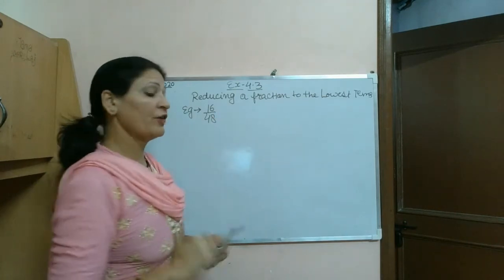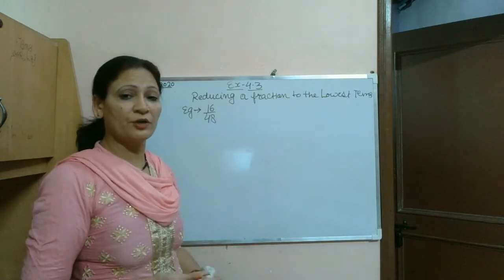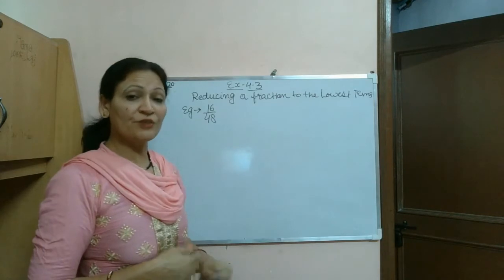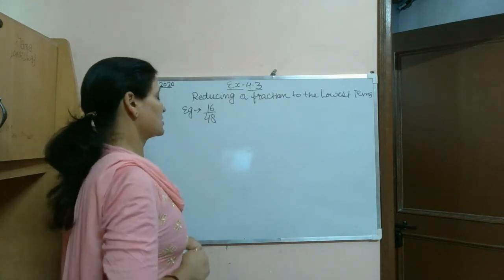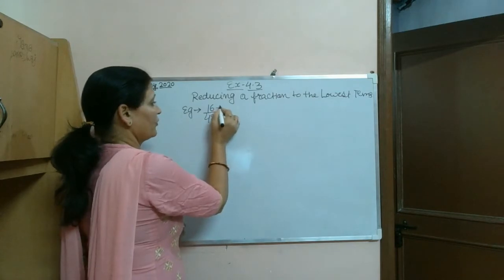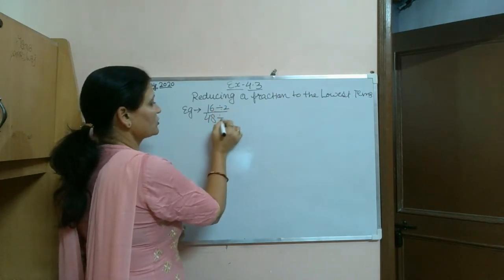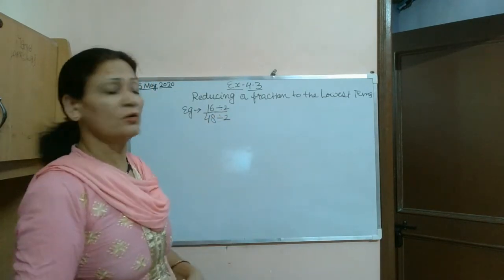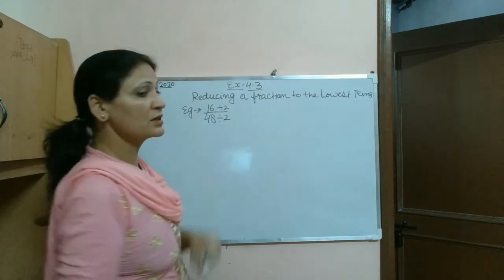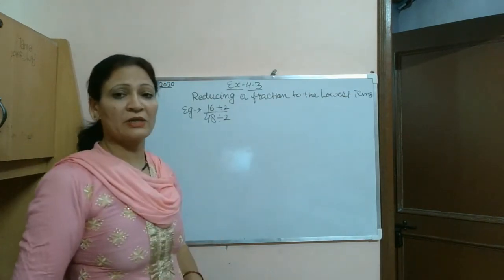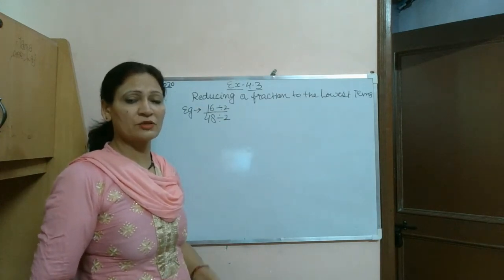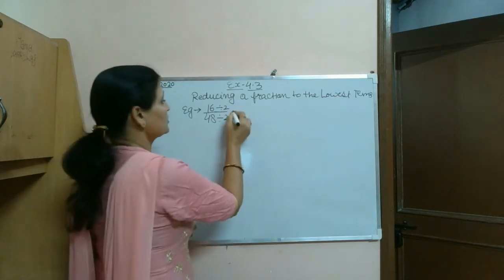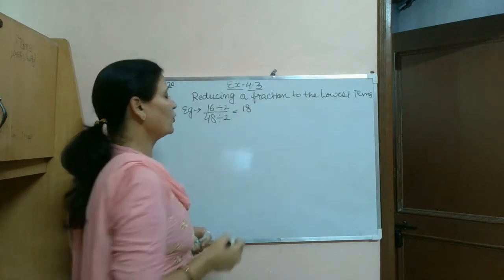If we want to reduce to the lowest term, we will use the division method. So 16 comes in the table of 2 and 48 also comes in the table of 2. Now count the table of 2. Where is 16 coming? 2 1s are 2, 2 2s are 4, 2 3s are 6, 2 4s are 8, 2 5s are 10, 2 6s are 12, 2 7s are 14, 2 8s are 16. So 16 is cancelled by 2 to 8.